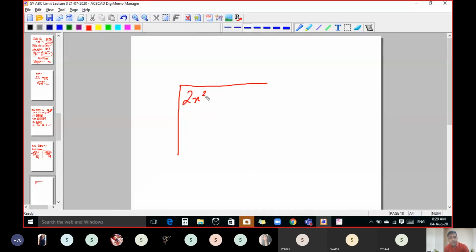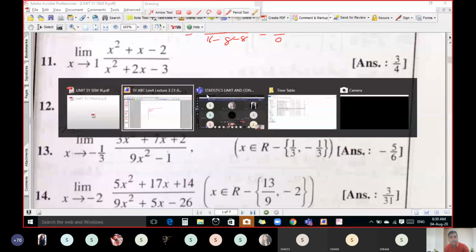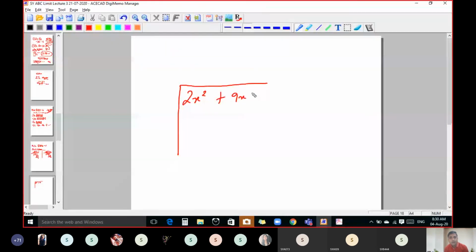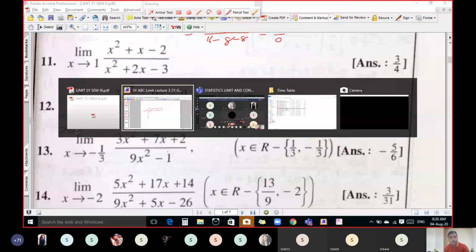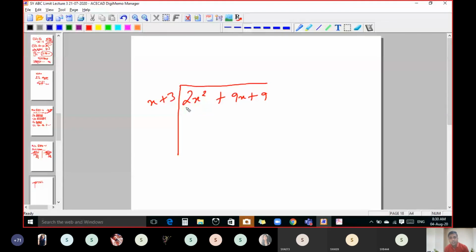2x square plus 9x plus 9, and one factor is x plus 3, that is one factor. Now what to do? Same thing, this first number divided by first number. So 2x square divided by x, what we get? 2x.